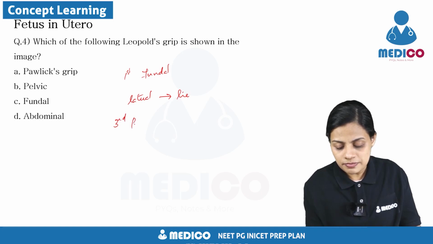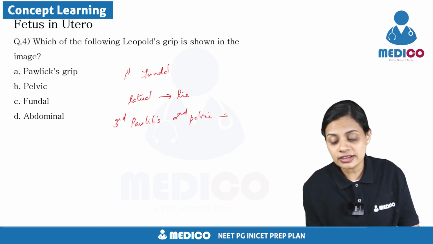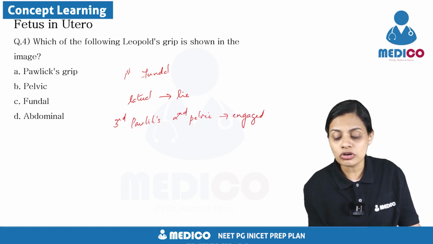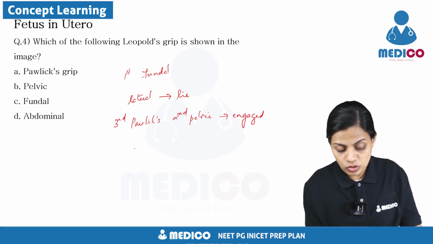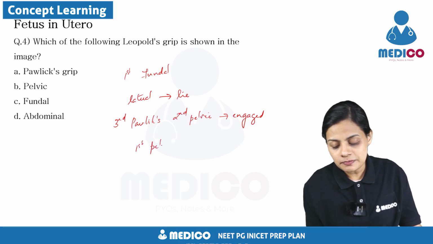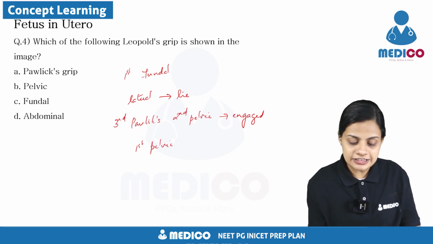Third, you've got the Pawlik's grip, also known as the second pelvic grip. This helps us to determine whether the head is engaged or not. You use the ulnar border of your hand, fix it, and try to move the head from one side to the other. The fourth one is the first pelvic grip, that determines the attitude of the fetal head, whether it is completely flexed or whether it is deflexed.